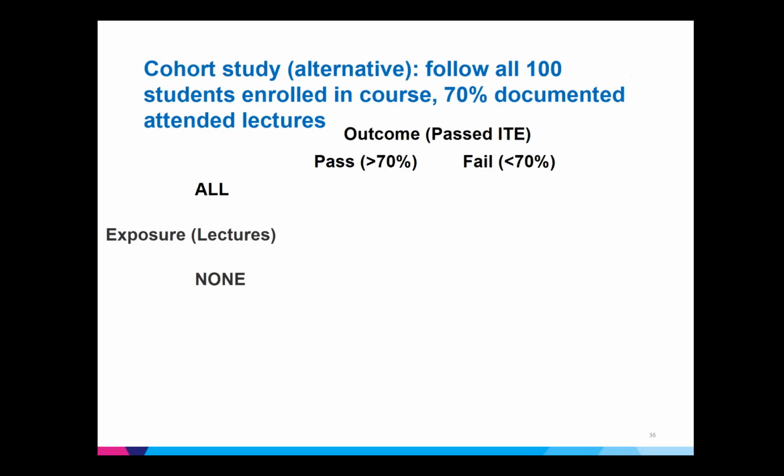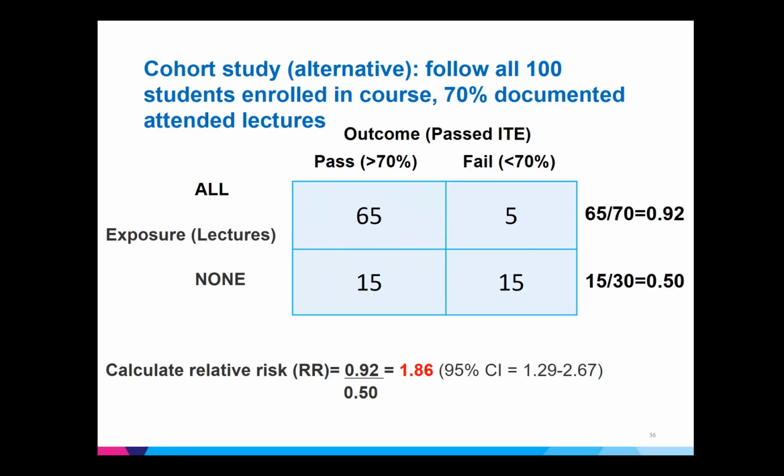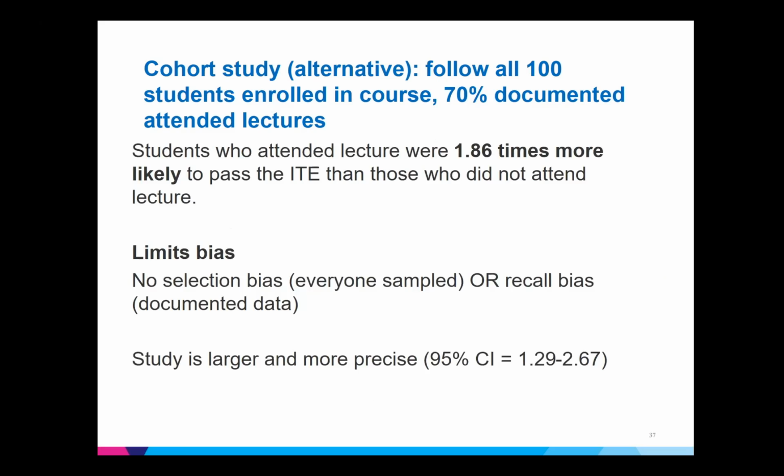So now you start doing a cohort study, and now I want to look at all 100 of you who enrolled in this course. You're going to look at the 70% who we documented attended these lectures. And now you see that 65 people attended all lectures and they passed the exam, and 5 failed, but they said that they passed the exam. And then you see the other numbers here, and you calculate the relative risk. And here you find that your relative risk is 1.86. And now you say that those who attended lectures were 1.86 times more likely to pass the ITE than those who did not attend the lecture.